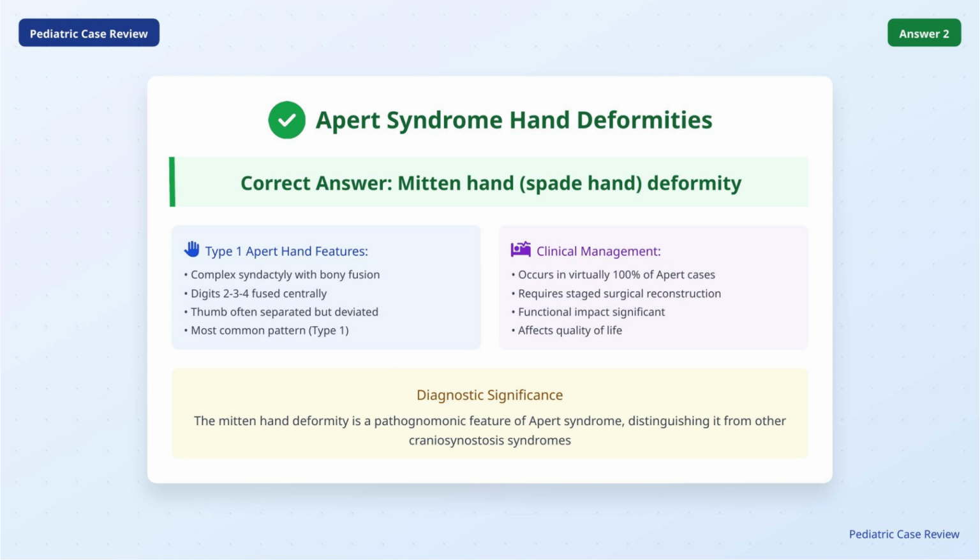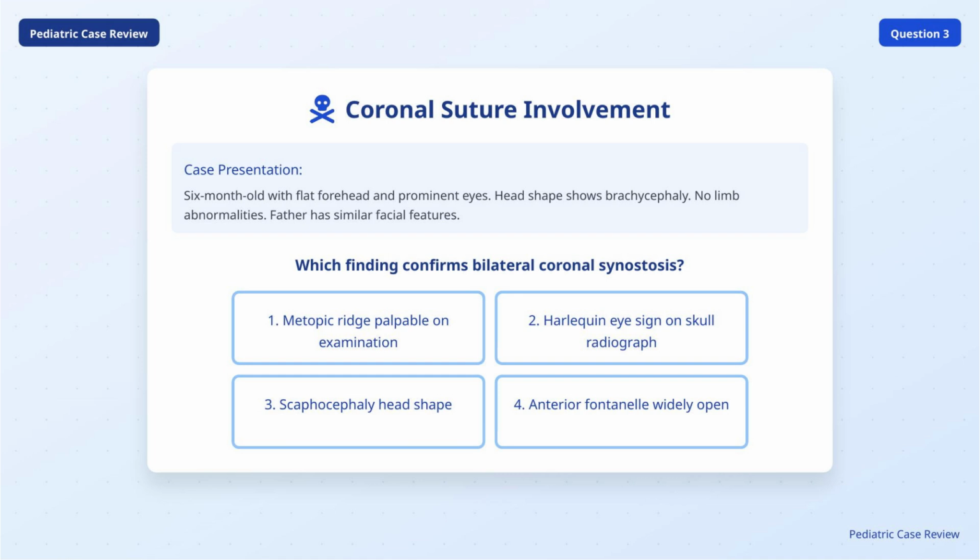This type 1 Apert hand demonstrates complex syndactyly with osseous fusion of digits 2, 3, and 4. This finding occurs in virtually all patients with Apert syndrome and requires staged surgical reconstruction to improve hand function and appearance. A 6-month-old infant presents with a flat forehead and prominent eyes.